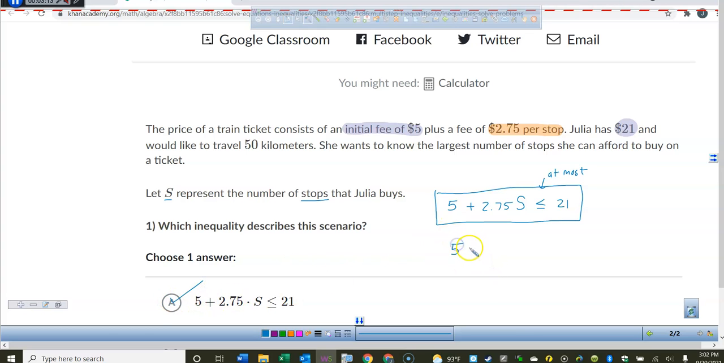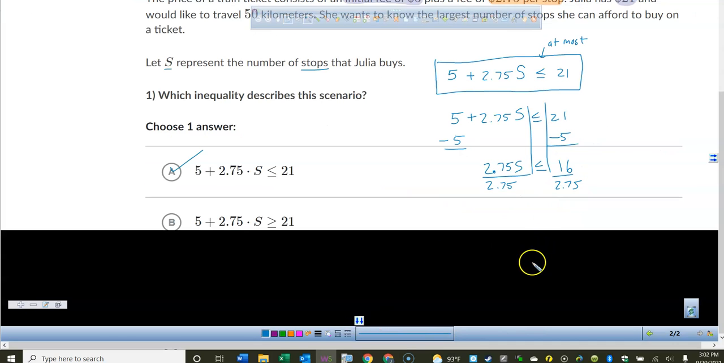So here we go. We have 5 plus $2.75 per stop has to be less than or equal to 21. So there's our inequality sign. We're going to take away 5 from this side. We're going to take away 5 from this side because after that, that's $16. But then Julia has got to figure out how many stops she can get. It's got to be less than or equal to that. So we have to divide both sides by 2.75, because whatever you do to one side of the inequality, you have to do to the other side, so these cancel out.